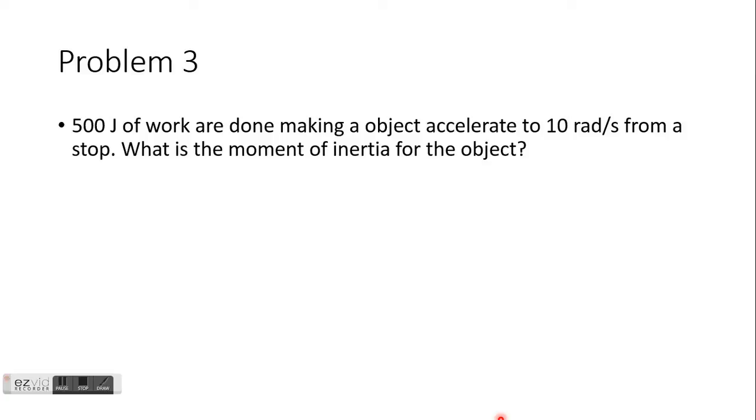500 joules of work are done making an object accelerate to 10 radians per second from a stop. What is the moment of inertia of the object? So we'd say that 500 joules is equal to the difference in energy, or just the energy because there's no kinetic energy in the beginning. And so we'd say that 500 is equal to 1/2 times I times 10 radians per second squared. Solving for what I is, we'd say that I is 10 kilogram meters squared.